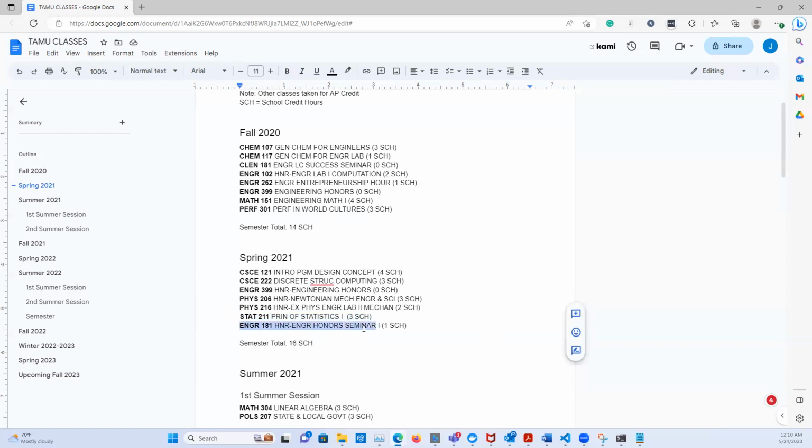And then for Engineering 101, this is the honors seminar for engineering. And so if you're in engineering honors, you are required to take this class. And so this class is useful because it talks about research a bit, but I think Clen 181 was a lot more useful for me because I took it initially and it dealt with a lot of topics that are similar to Engineering 181. But if you're interested in research, this class does cover how to get into that.